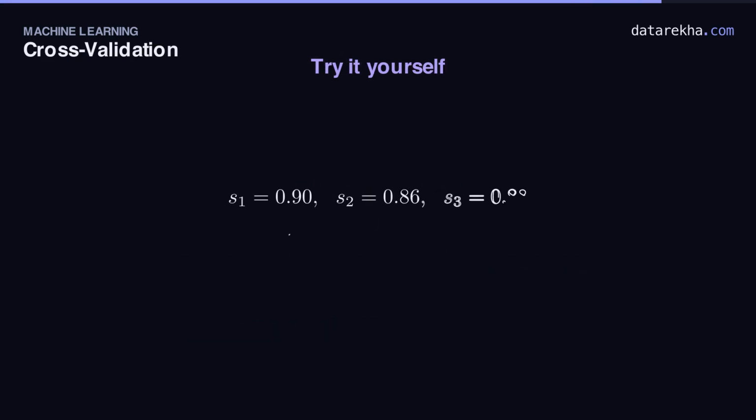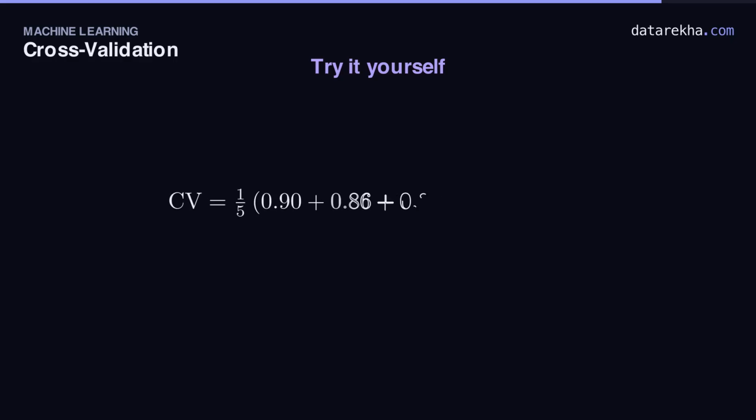Your turn. Pause the video and work it out before I do. You ran 5-fold cross-validation and got these 5-fold scores: 0.90, 0.86, 0.88, 0.84, and 0.92. What's the cross-validation estimate? I'll wait.